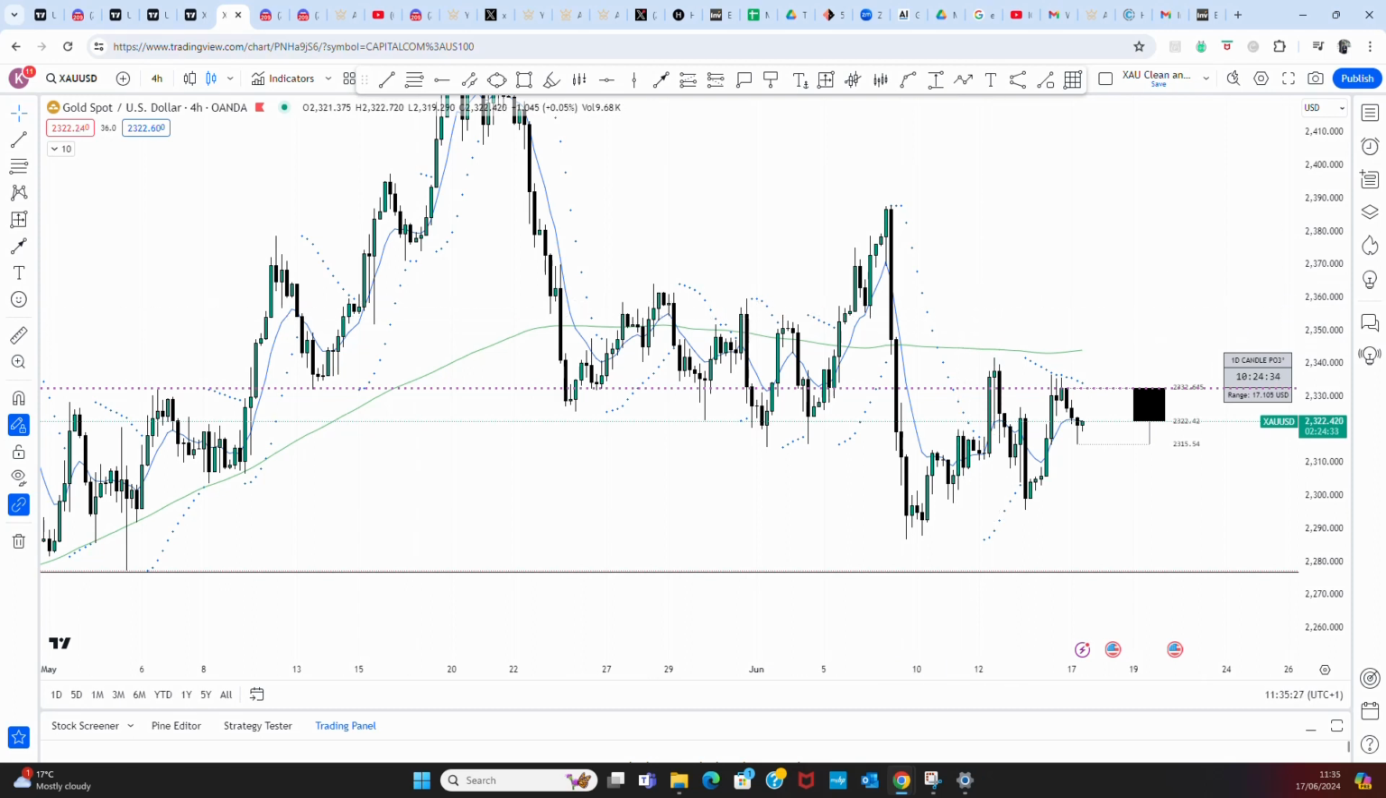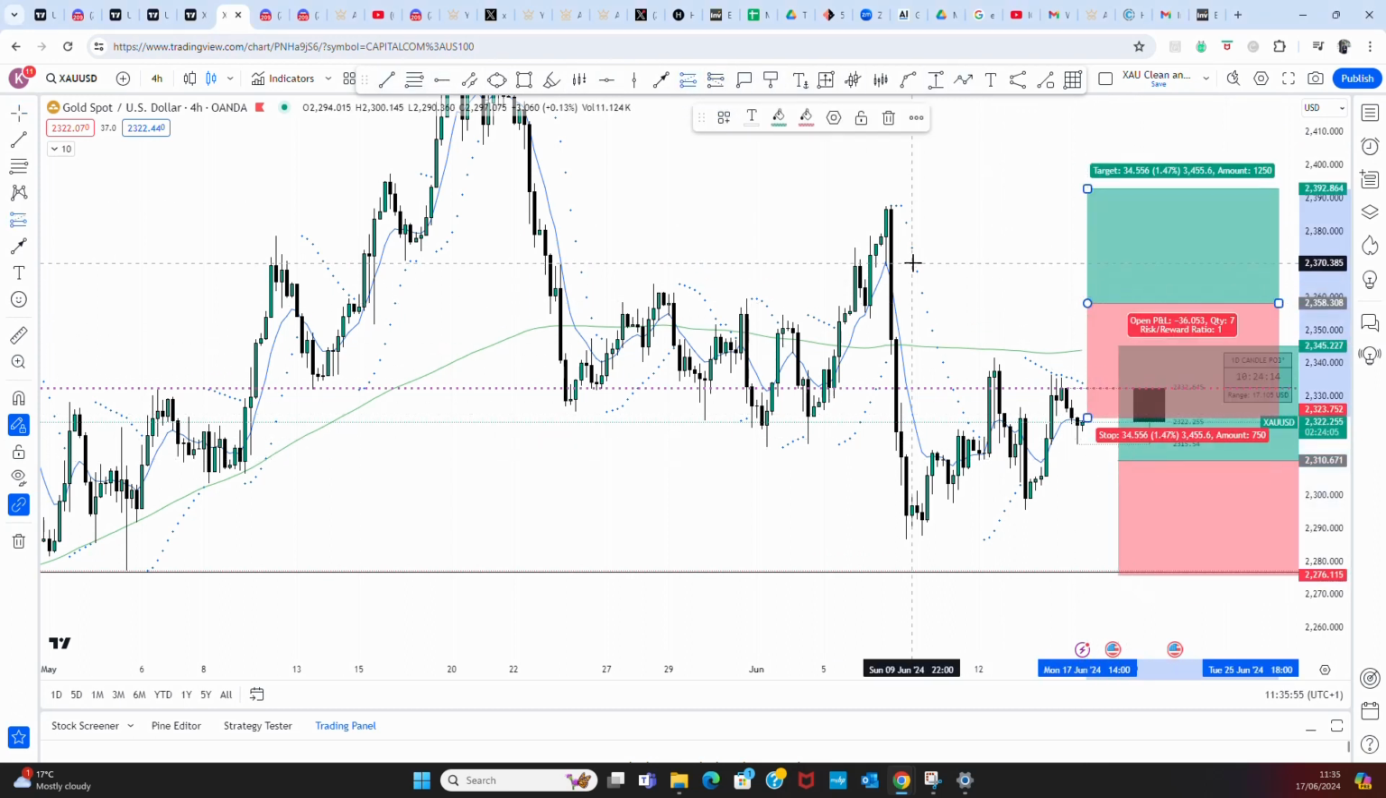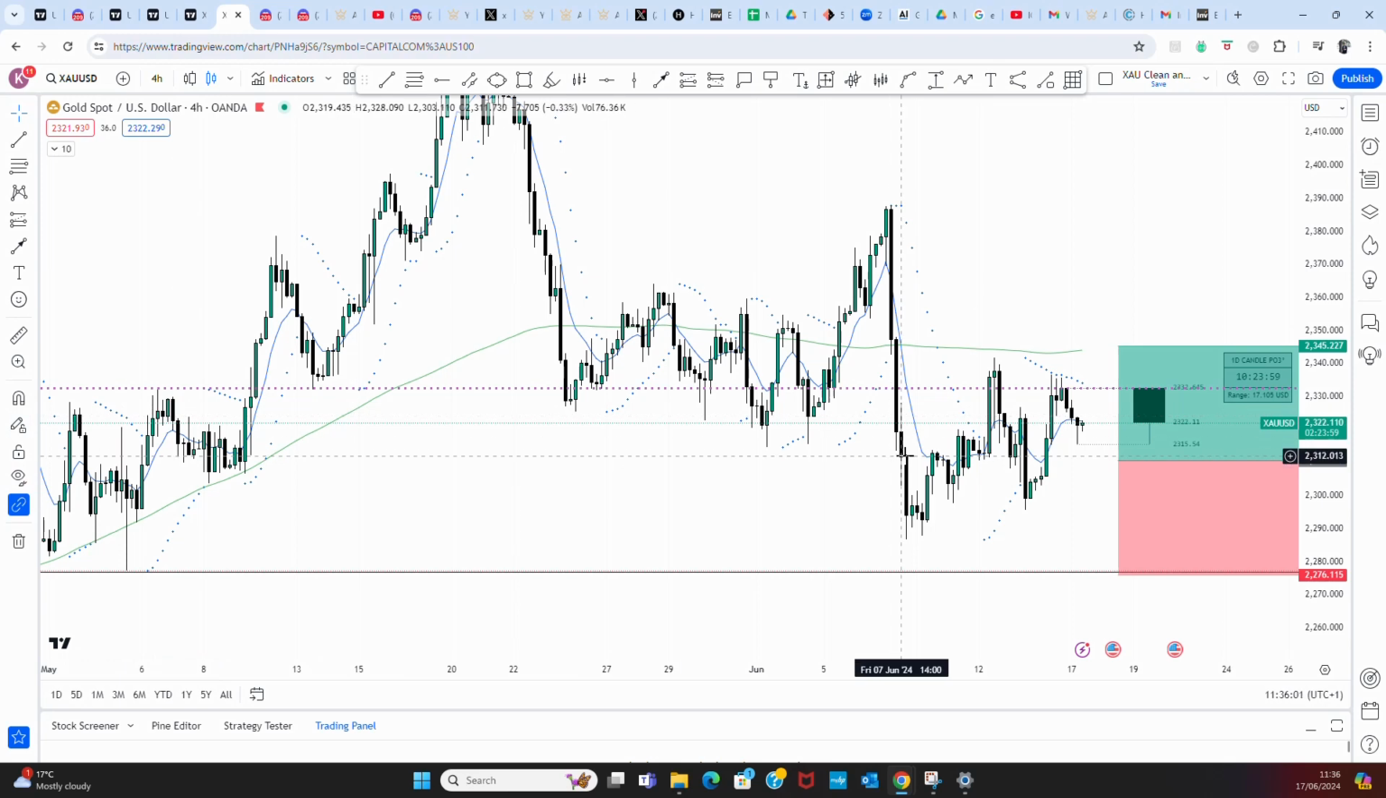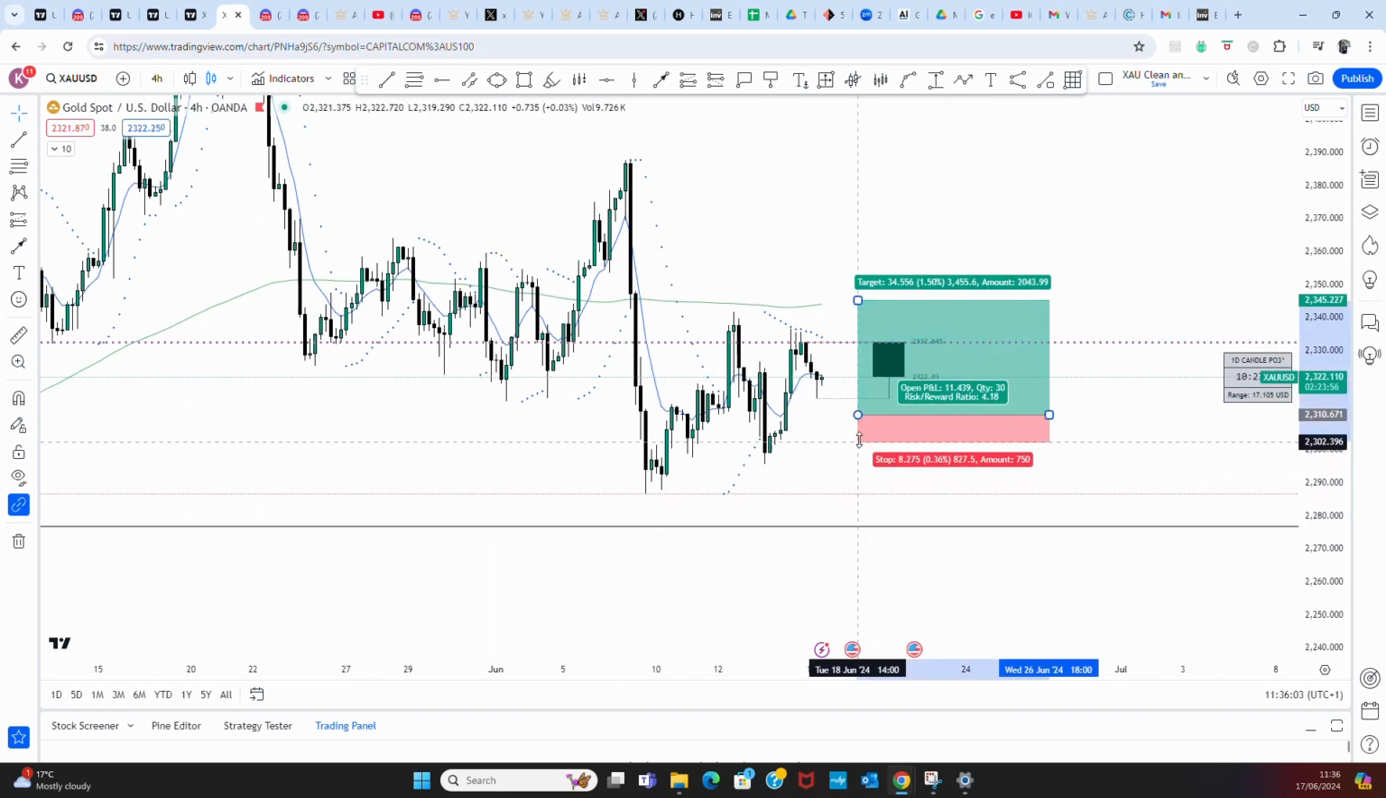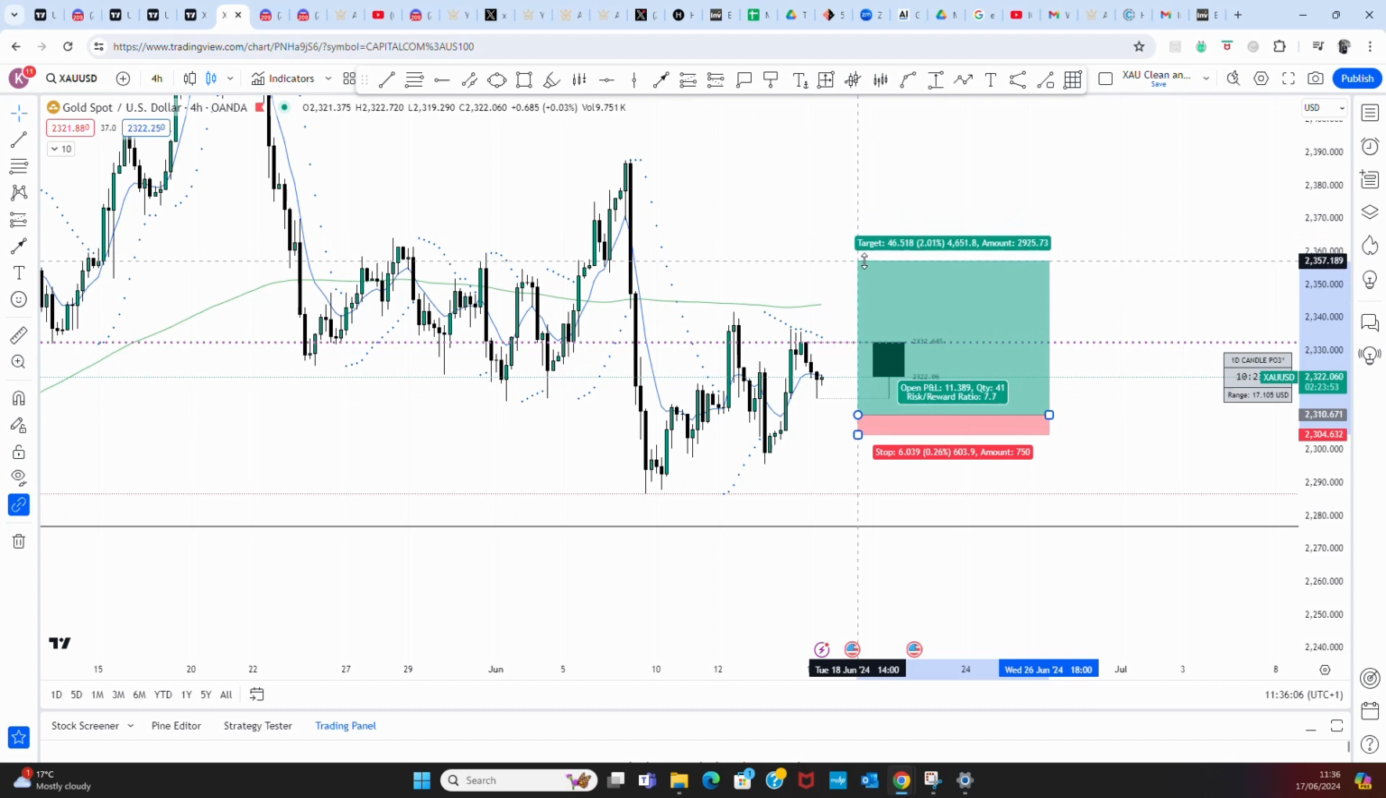Trading 58 again, 4 hour. The order block at 2357 seems like a very key level for the market to move. I'm projecting something like this for gold, a short long projection. Why does it keep doing this for me? I'm just going to change this. There we go.